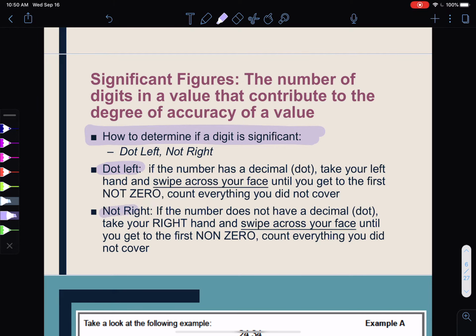So we have a rule for that, or a system. We have a dot left, not right system. So what you do is if it has a dot, the decimal is the dot, you take your left hand and you swipe across your face, and you stop when you get to the first non-zero. And you count everything you did not cover. Okay? If it does not have a decimal, no decimal, you take your right hand and you do the same thing. You swipe across your face and you stop when you get to the first non-zero. And you count everything you did not cover.